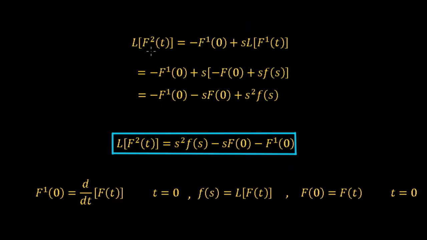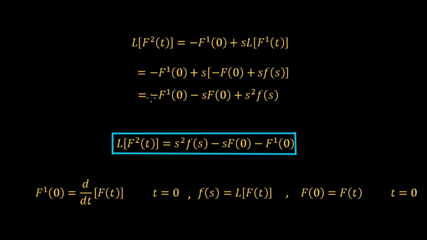So let's look at the Laplace transform of the second derivative. Now we're simply iterating what we had done previously. So that's going to equal minus f derivative at 0 plus s times the Laplace transform of f derivative at t. So that equals minus f derivative at 0 plus, and now this is the iteration here, s times minus f of 0 minus s F of s.